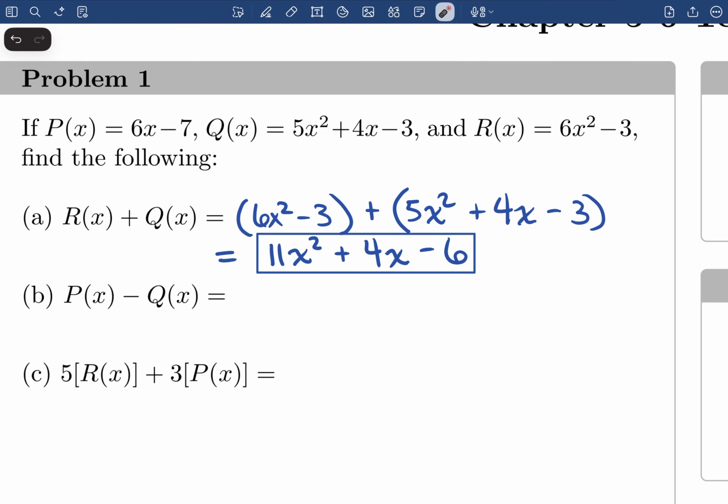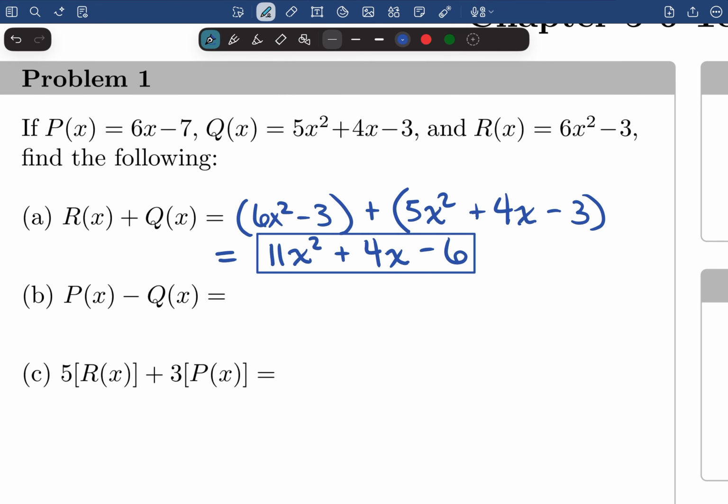Next, I'm asked to find P of x minus Q of x. So I look at the P of x stuff right there, and I subtract the Q of x stuff right there from it. All right, so here's the setup. That will equal 6x minus 7 minus 5x squared plus 4x minus 3.